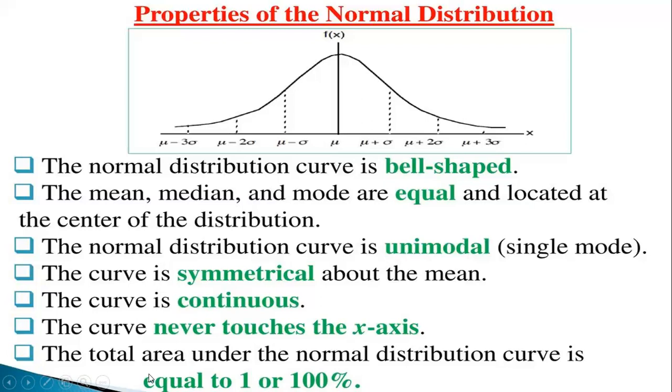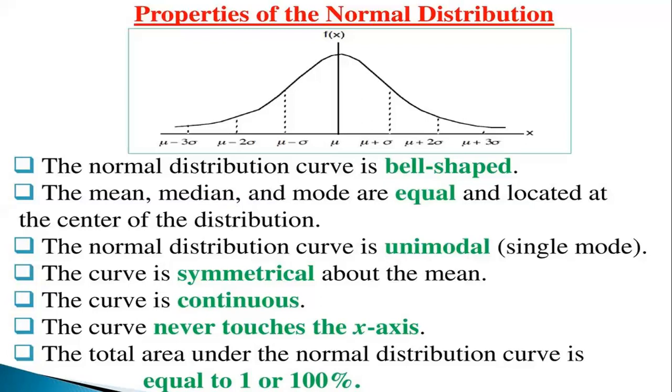And the total area under the normal distribution curve is equal to 1 or 100%. Why? Because remember, the probability of a certain event is from 0 to 1. The lowest possible probability is 0, meaning to say that event will never happen or is impossible to happen. And the highest probability is 1, and that event will surely happen.